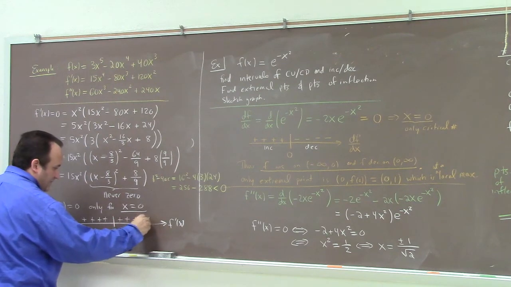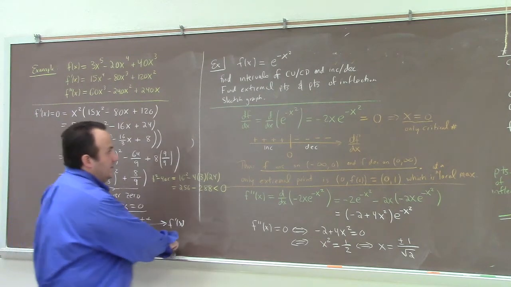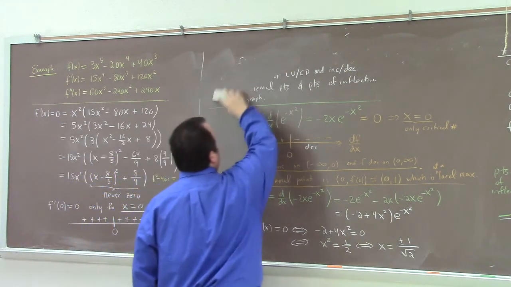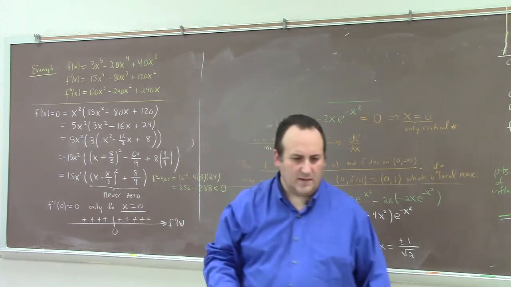So here, 0 is a critical number, but it's not a local max or min by the first derivative test. It's neither max nor min. Oh, goodness. Chalk is getting to me. All right.